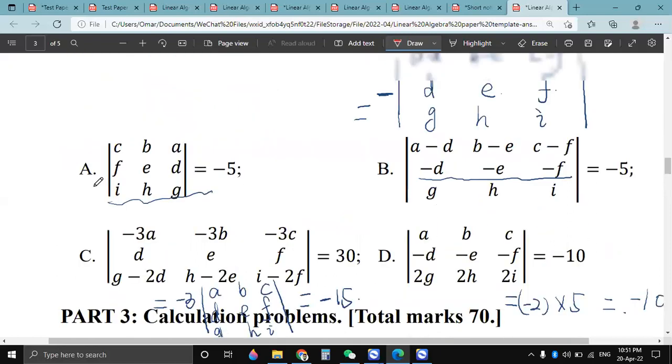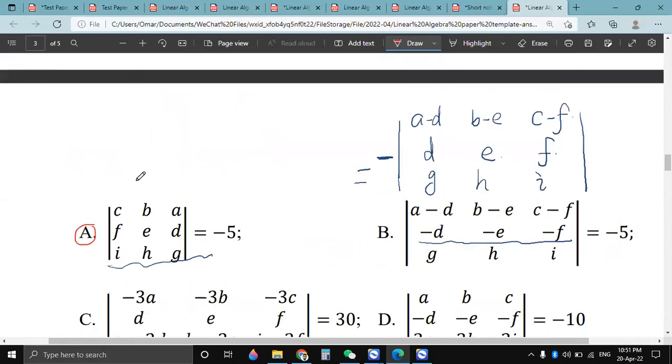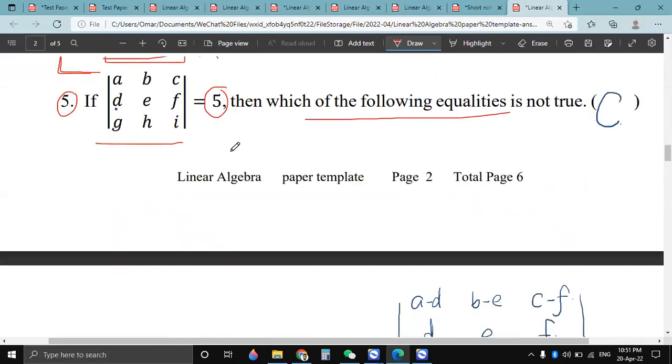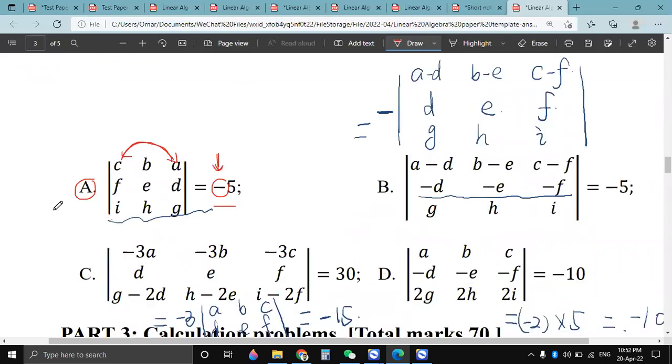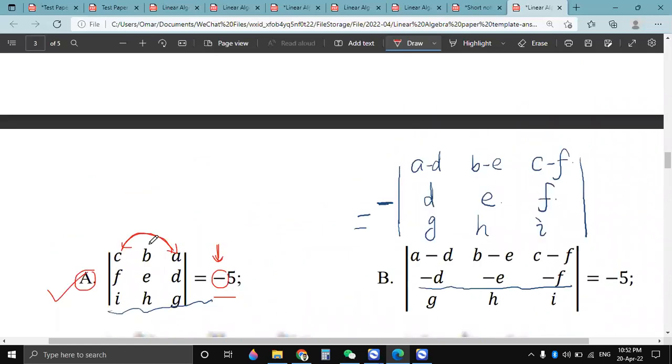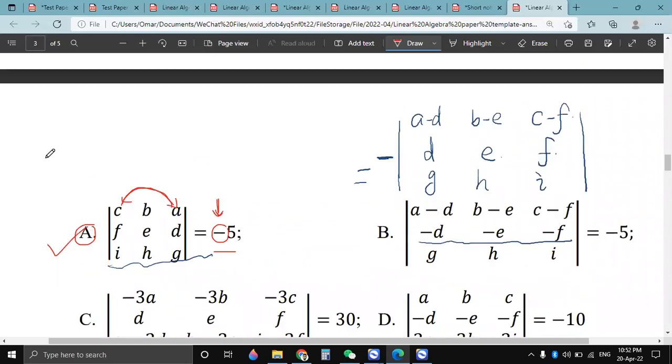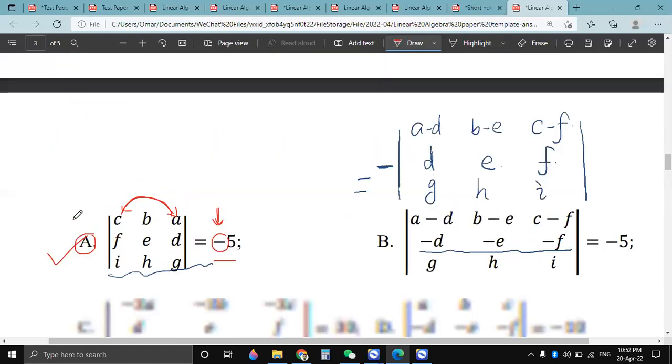So for the first option here, if you see, we just changed A, B, C. We exchanged the first column with the third column. If we exchange the columns, we have to multiply by a minus. You see here our value was 5, so we have multiplied by a minus sign, so it is minus 5. That means this equation is true. So for this particular question, we cannot take this option, right?